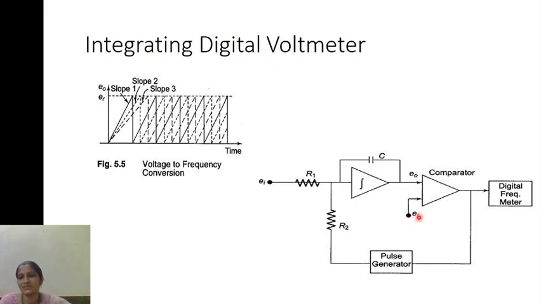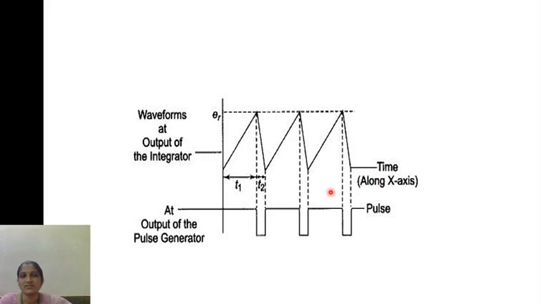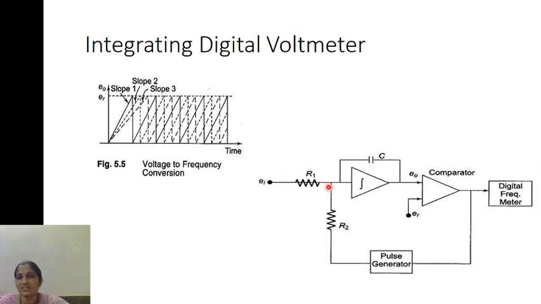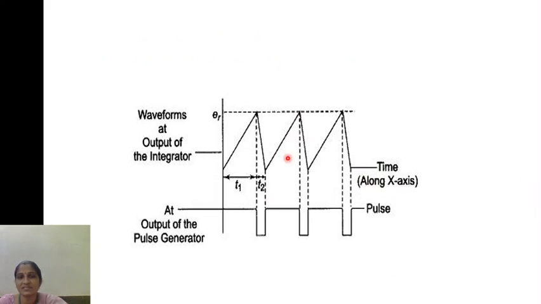That can be discussed by using the timing diagram here. So here you can see this is the timing diagram. This timing diagram is the output at the integrator. Initially the capacitor is charging, and when the pulse is given to the pulse generator, it will completely discharge the capacitor in a short interval of time, so that T2, you can observe here, is less than T1.